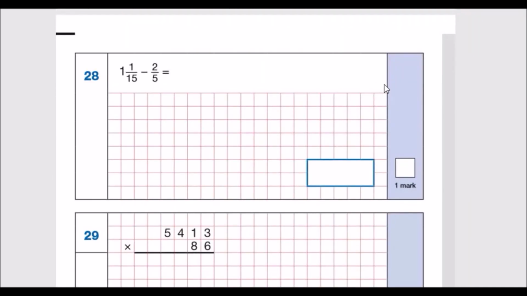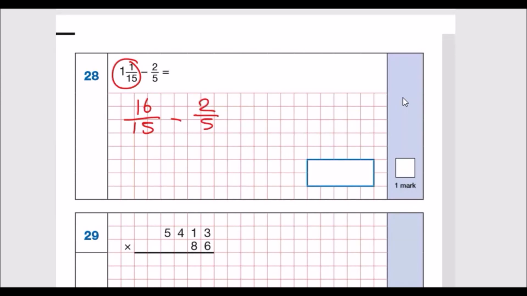Alright, 28. So just like the other one, mixed fraction and regular fraction, we need to tidy this up. So first things first, let's sort this out. Changing this one into an improper fraction, we can just do 1 times 15, which is 15, and add it to the 1, which is now 16 fifteenths. And we're going to do minus 2 fifths.